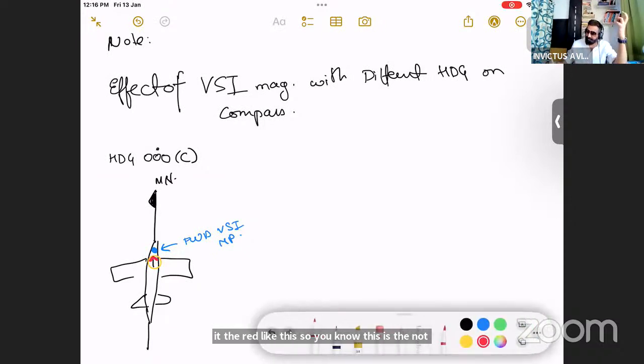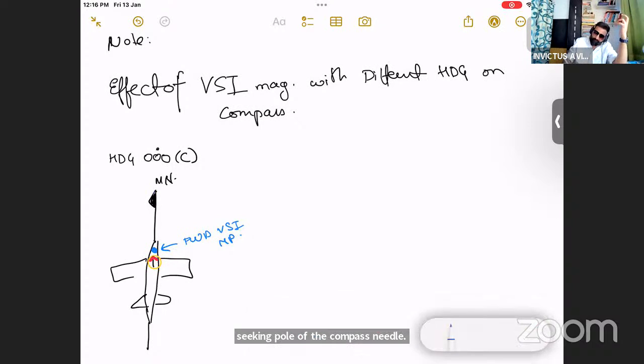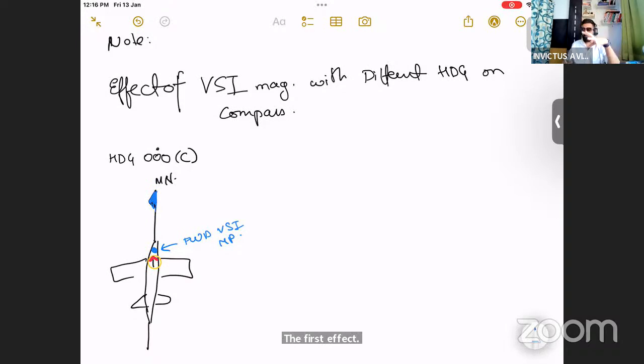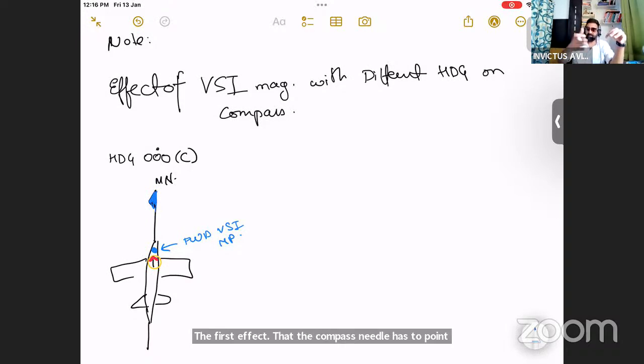Now, students, what is happening here? If you carefully look, the first effect that the compass needle has to point is by the vertical soft iron north pole. But the good thing is, because my aircraft is going towards north only, they both are in alignment. So I don't see any deviation whatsoever.